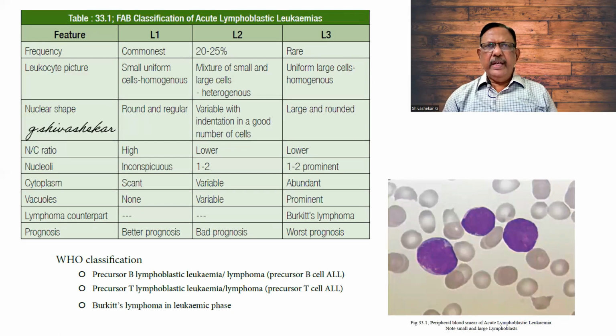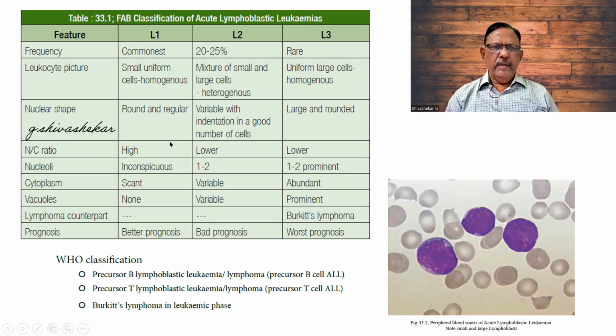Supposing in the exam they ask you just FAB classification, you will have to write classification for myeloid leukemia as well as classification for lymphoblastic leukemia. Let us see this first. There are three types of ALL, L1, L2, L3. So in this one, there will be small uniform cells, whereas in this, there will be large uniform cells, homogeneous. Whereas in L2, it will be a mixture of small and large.